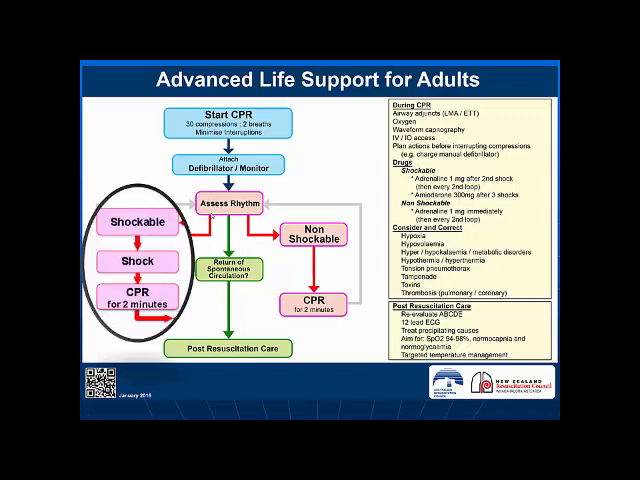But then, when we come to looking at the rhythm, if it is a shockable rhythm, we would immediately provide a shock and then go back to CPR for another 2 minutes. This is called a loop. So at the end of 2 minutes, we would assess the rhythm again, and if it's shockable, deliver another shock, and this time we would be giving adrenaline 1 milligram after the second shock.